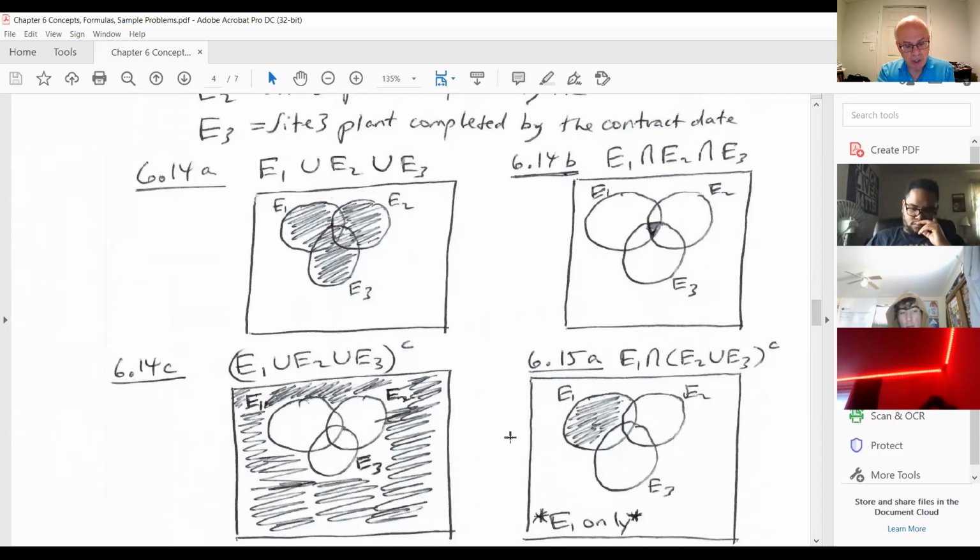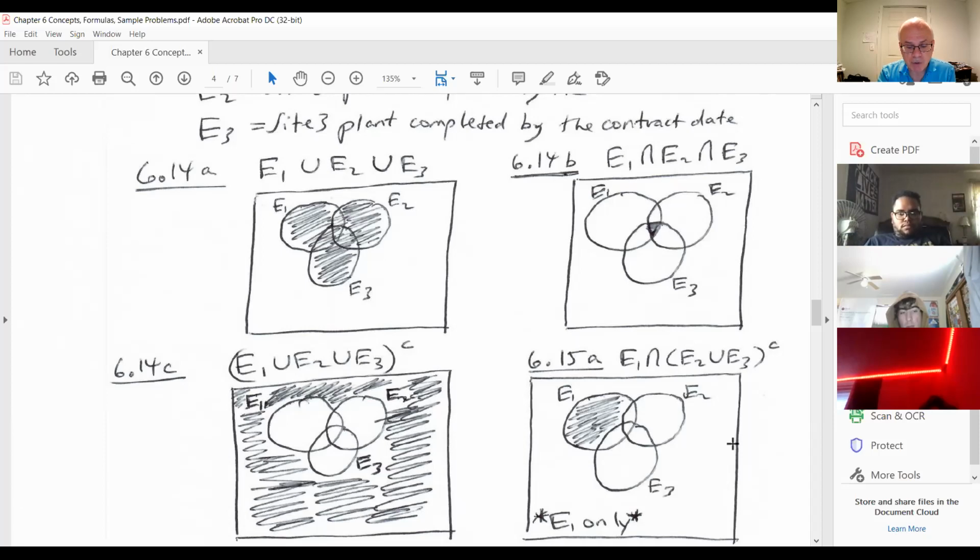The other one, C, is asking for none of the plants are completed by the contract date. Well, if all the plants are completed is the shaded circles, then if none of them were completed, it would have to be everything outside those three circles. All right, everything outside the three circles that's inside the box.